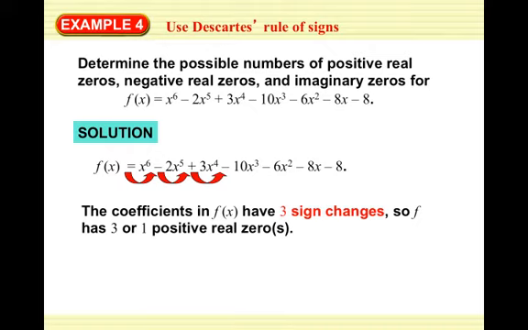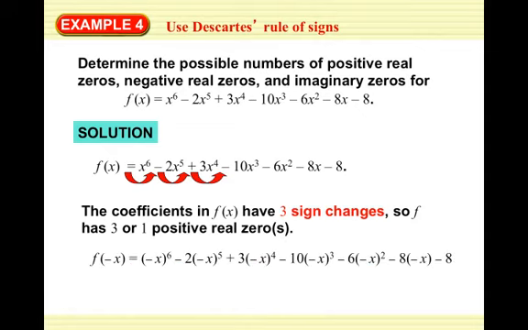So f of x either has 3 positive real zeros. Okay, so that's one possibility. Subtract 2, you get to 1 positive real zero. Subtract 2 again, that'd be negative 1. You can't have negative 1 of something. So f either has 3 positive real zeros or 1 positive real zero. So we make note of that.